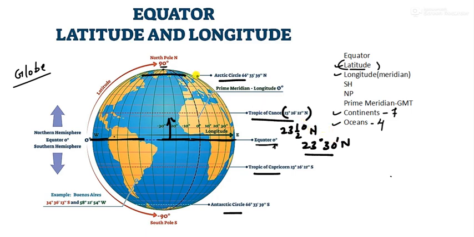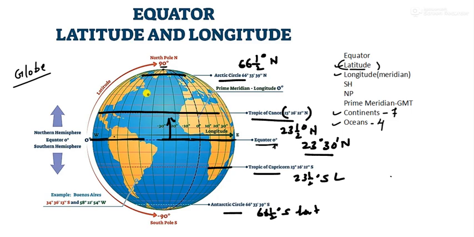And what is this? It is 66 and a half. They have given it in minutes and seconds, but we generally assume it as 66 and a half degrees north latitude. Similarly, the Tropic of Capricorn is 23 and a half degrees south latitude, and this is 66 and a half degrees south latitude. So these are the lines which specify the position of any point on the earth.